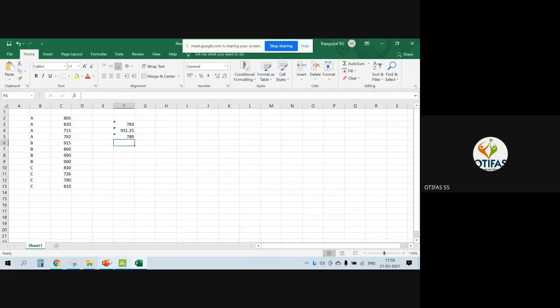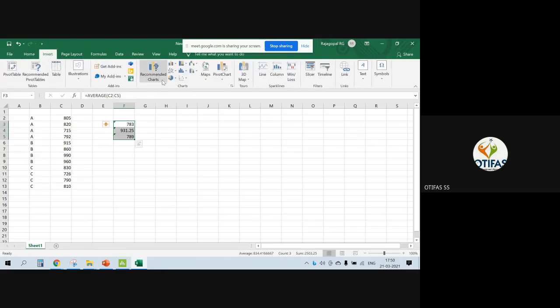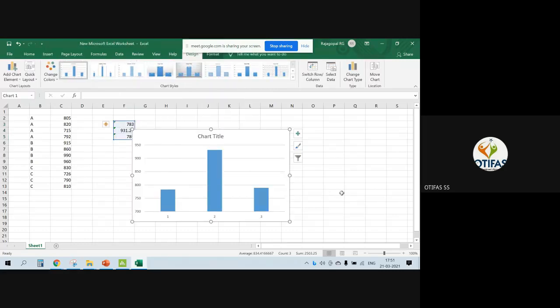Okay. Now, one is average is 783, 7931, and 789. Now, I want to see, like last time I said that if we are going to put a graph, can we make a graph here, insert graph? Graphs. No, otherwise insert. Okay.